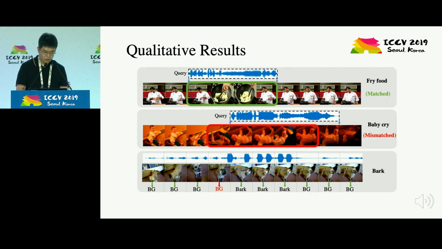These are some qualitative results. Green indicates the correct matching, while red means they are mismatched. The first one is matched, while the other two cases failed to identify the event boundary.